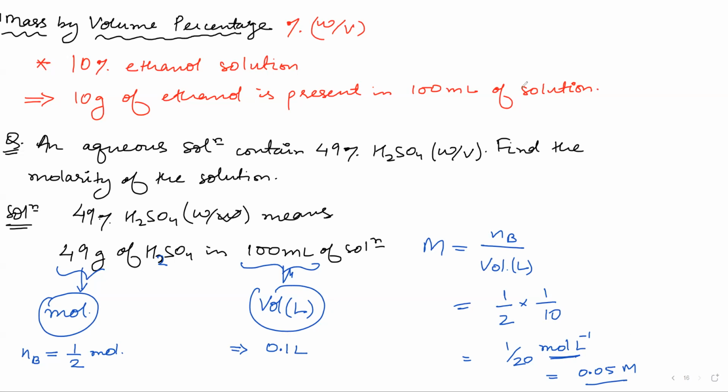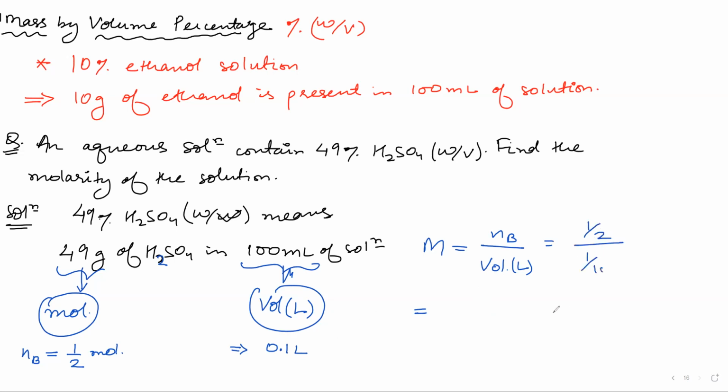Wait a second. No, wait a second. It will be 10 by 1. This will be equal to number of moles, 1 by 2, into 10 by 1. Sorry, others will be just thinking what is happening here. 1 by 2, this will be 0.1, that is 1 by 10. This will be equal to 1 by 2 into 10. This will be equal to 5 molar.